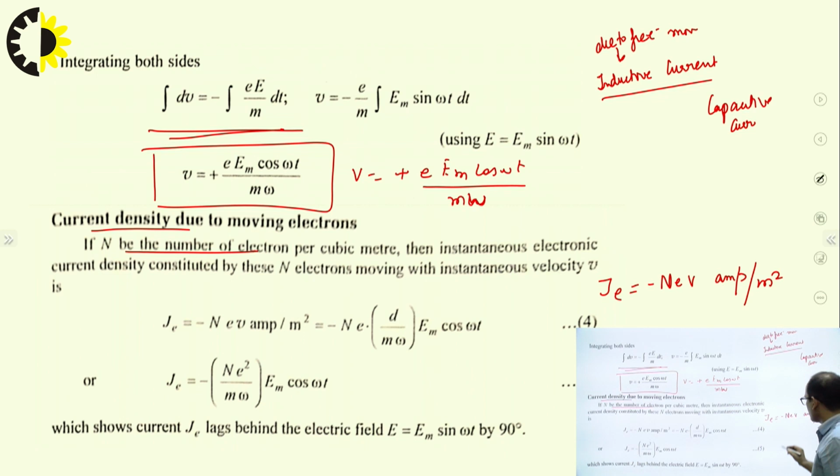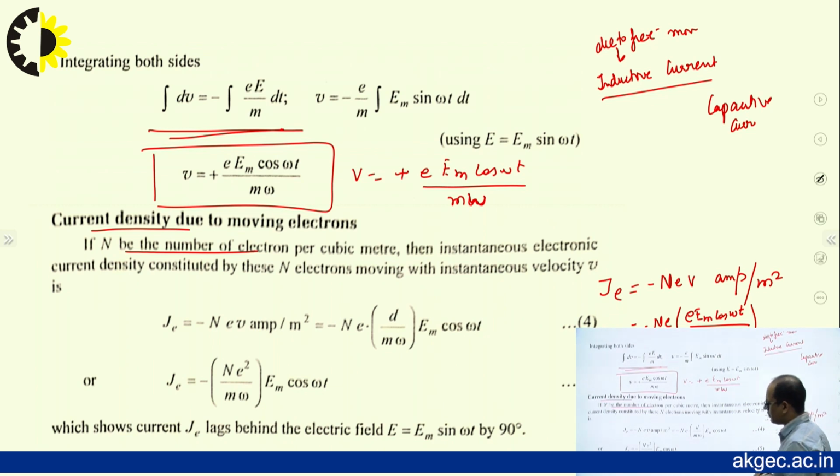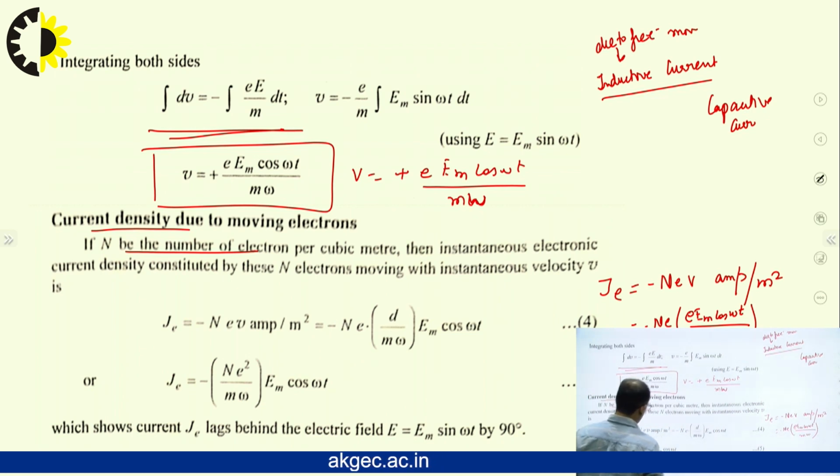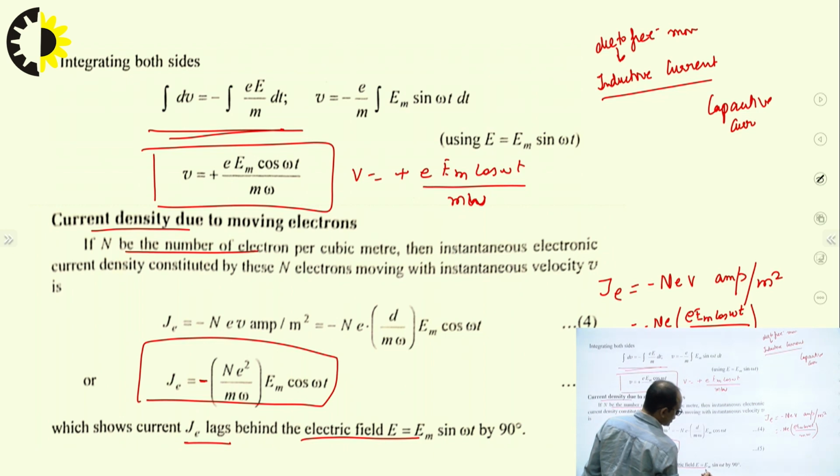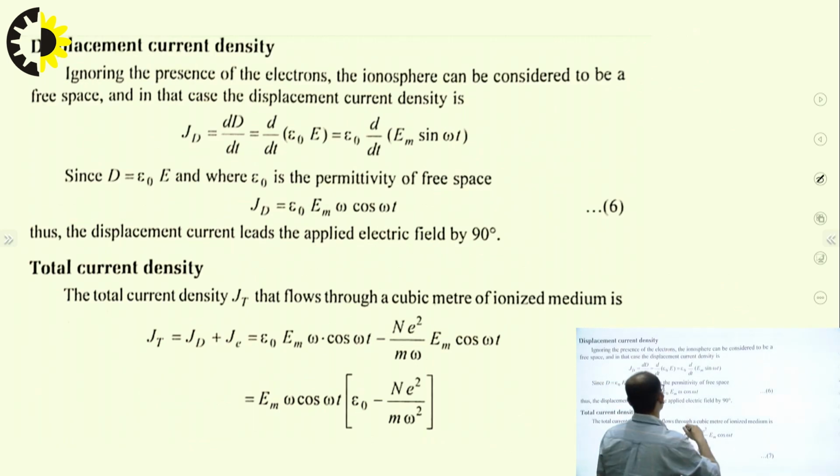Now put the value of v here, that is e into Em cos omega t upon m into omega. Clear? So you will get Je equal to minus of n e square upon m omega Em cos omega t. This minus shows that the inductive current lags behind the electric field, that is E equal to Em sin omega t, by 90 degrees.